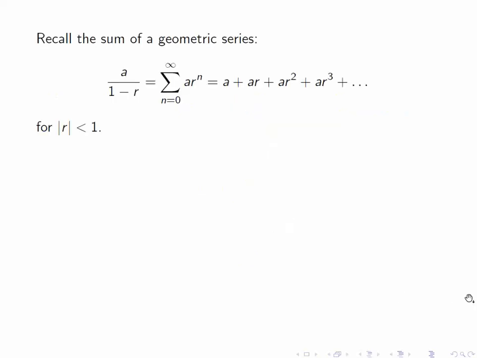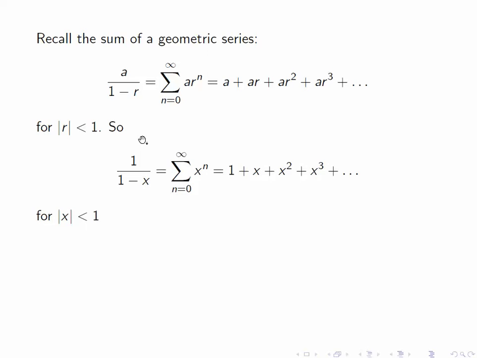Okay, let's start off with the formula for the sum of a geometric series. So the sum of a geometric series with initial term A and ratio R is A over 1 minus R. And we know this holds when R has absolute value less than 1.